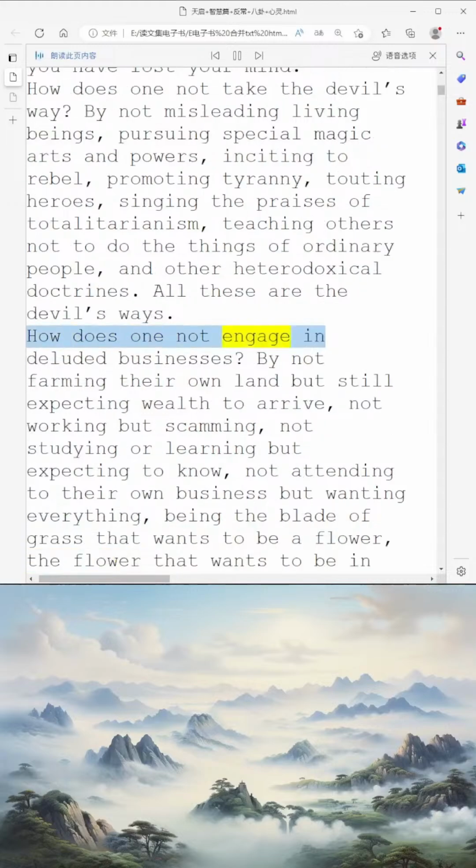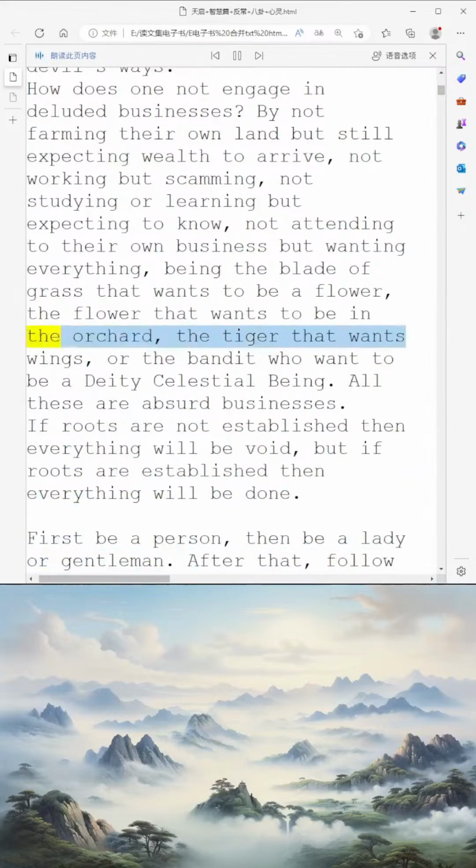How does one not engage in deluded businesses? By not farming their own land but still expecting wealth to arrive, not working but scamming, not studying or learning but expecting to know, not attending to their own business but wanting everything, being the blade of grass that wants to be a flower, the flower that wants to be in the orchard, the tiger that wants wings, or the bandit who wants to be a deity celestial being. All these are absurd businesses.